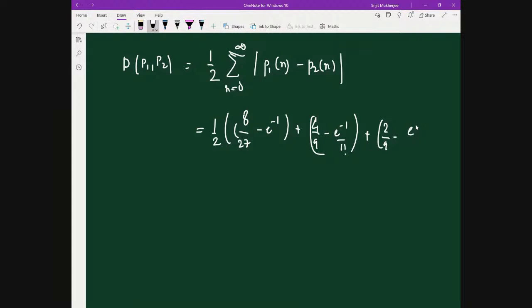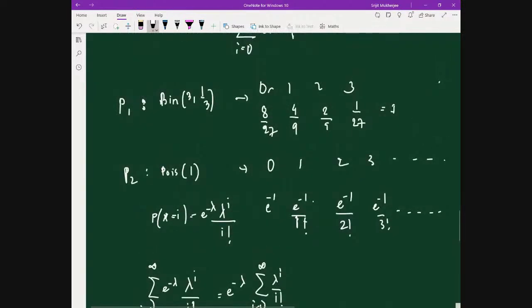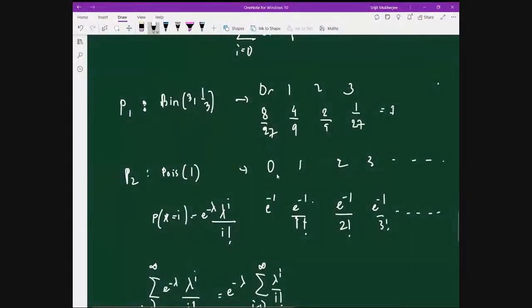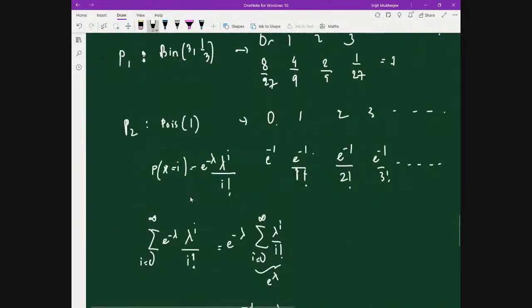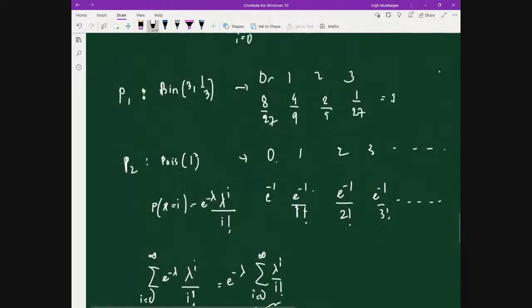But sir, why are we comparing Poisson with the binomial? Because we will show that binomial actually converges towards Poisson. We will show that soon.